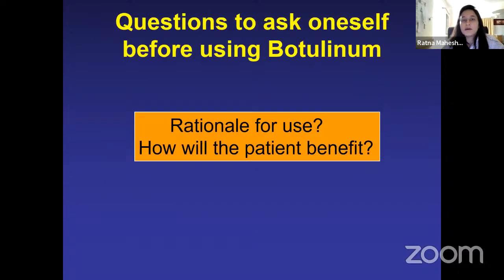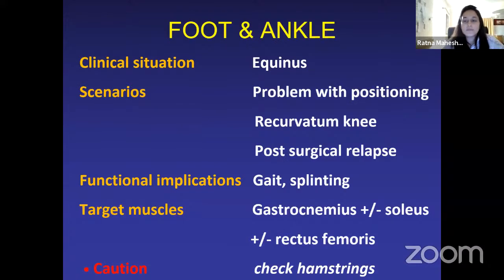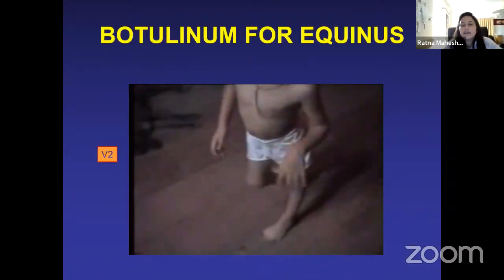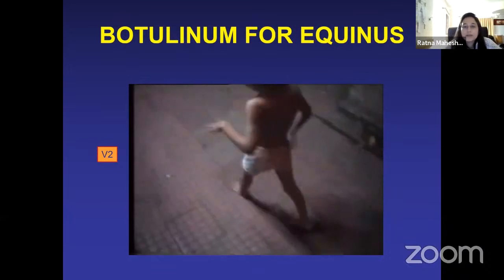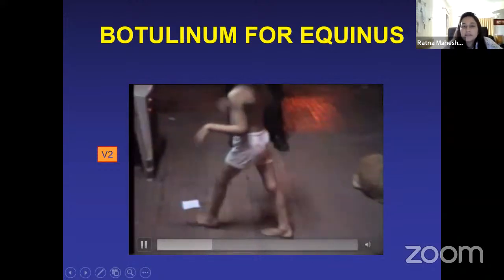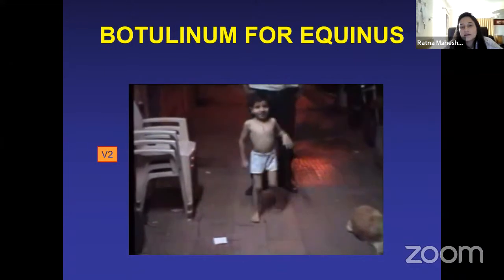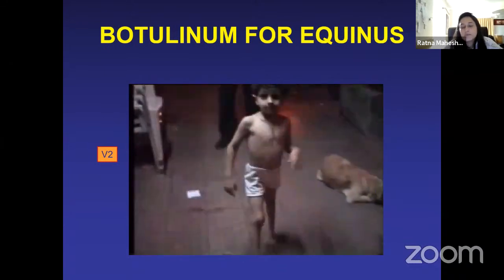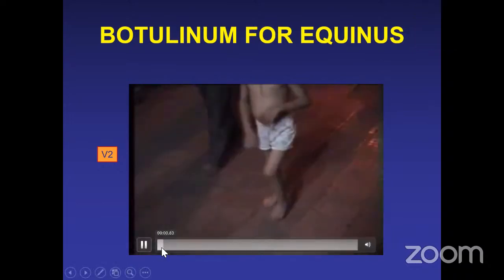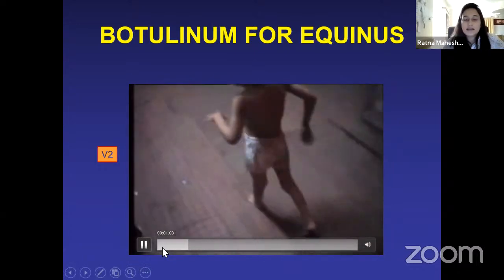So let me take you through some case scenarios. Now let's look at this child here. If anyone would like to unmute and comment, they are more than welcome. What is happening over here as the child is walking? What can you see? What is the primary problem which is happening in the left side? I'll go back to. Yes, if anybody would like to say anything, or shall I go ahead?